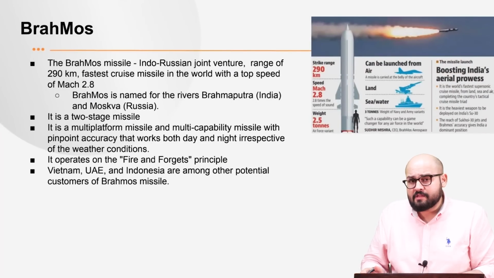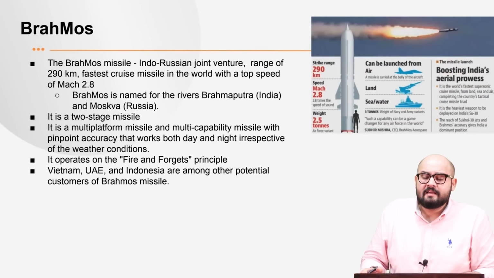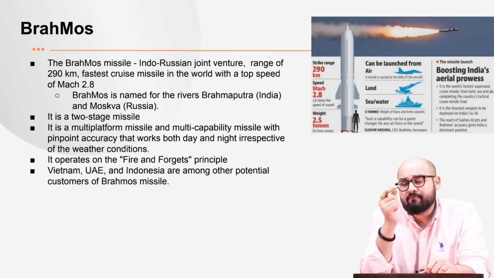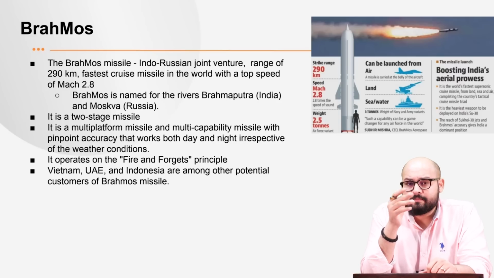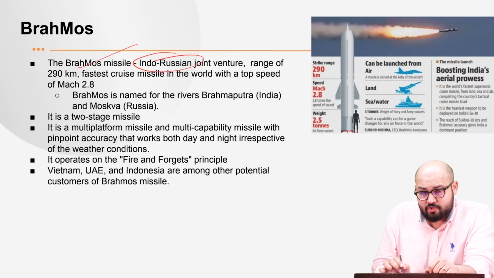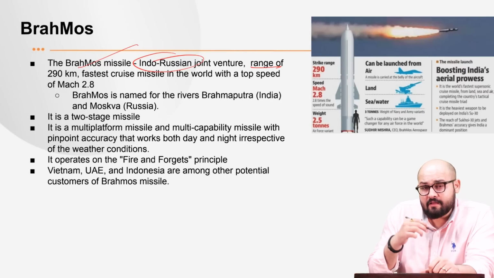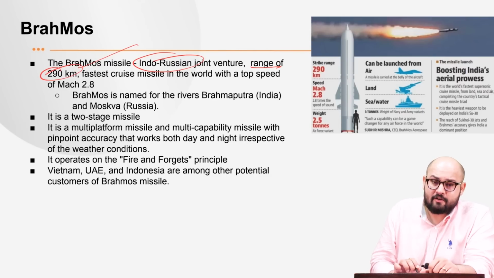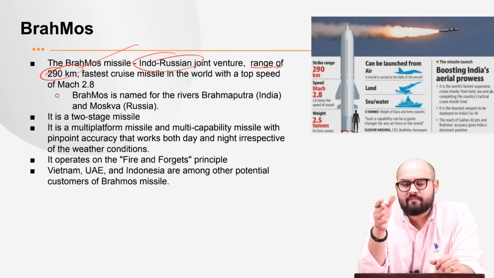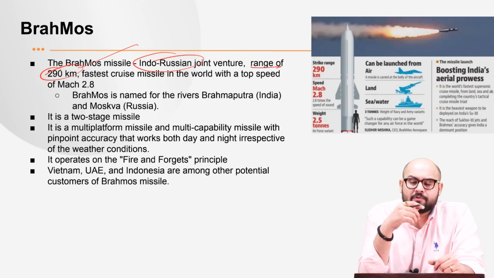Next is the BrahMos. What we recently witnessed was that the Philippines talked about strengthened India-Philippines relations, as India has supplied BrahMos to the Philippines. Now, the BrahMos missile is an Indo-Russian joint venture and the range of the missile is 290 kilometers. Please understand that this BrahMos missile is in different stages of development. So the range of the missile keeps on increasing, right?